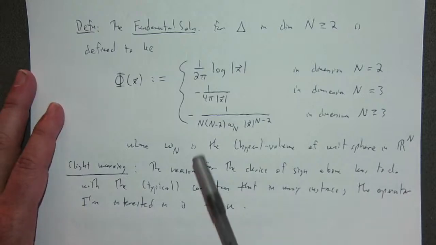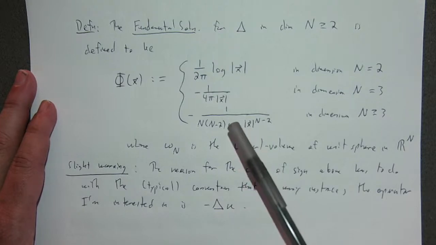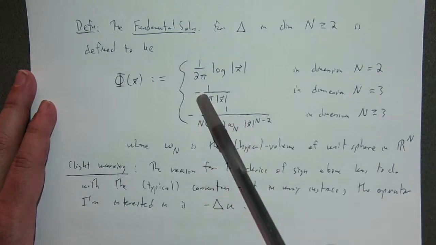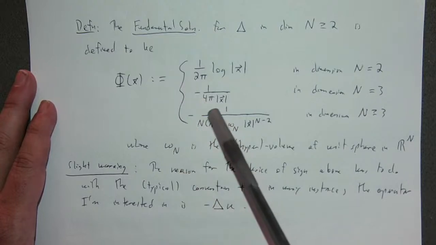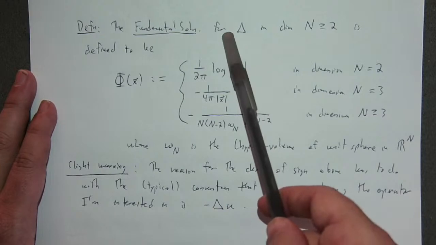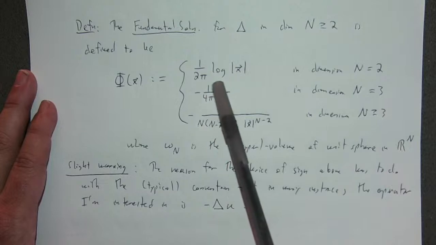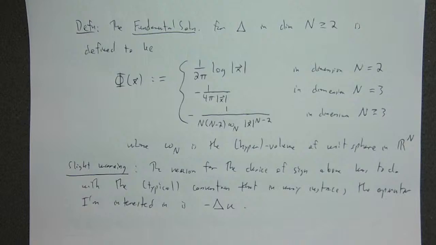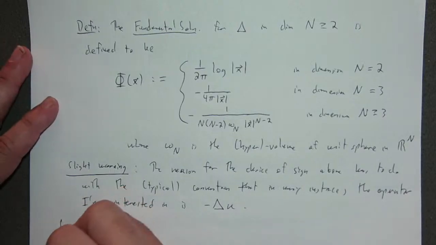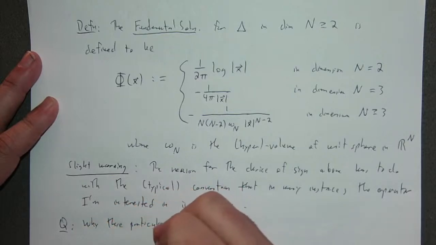So what this means is that basically what we would do is, for this operator, the minus sign would go from here onto the operator. So the fundamental solution for minus Laplacian in dimension n equals 3 would be 1 over 4 pi times the length of x, rather than minus 1 over 4 pi times the length of x. So first question, why these particular choices of constants, right?